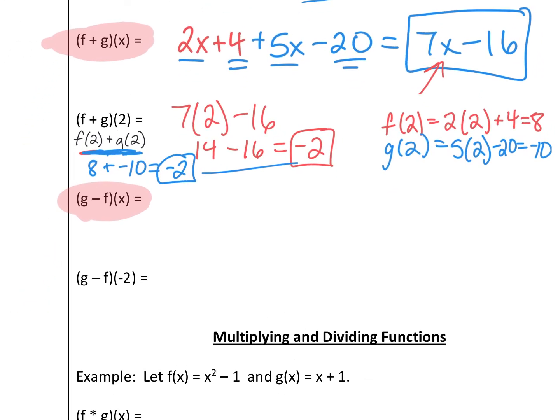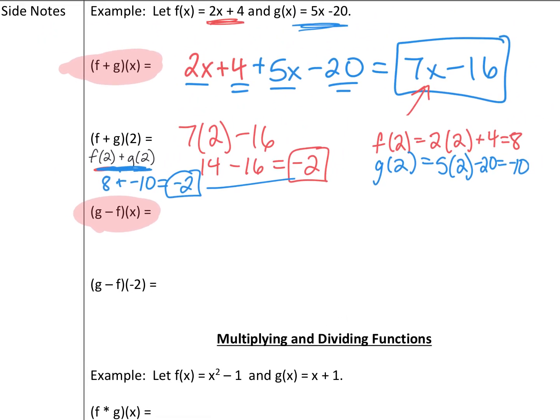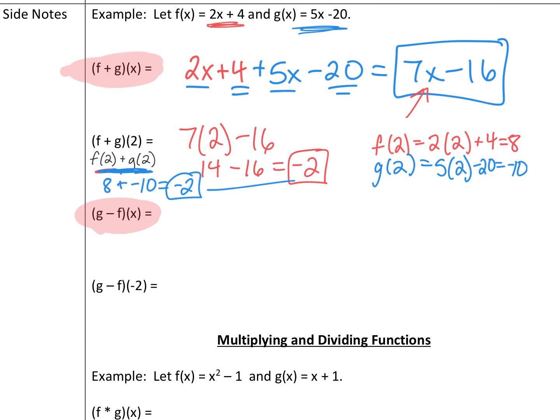G minus f of x. How do we set that up? You did this one. What's going first? G. So 5x minus 20 in parentheses. What operation sign am I using in the middle? Subtraction, and then parentheses, that next binomial, 2x plus 4. How many of us set this up correctly? All right, cool. If you didn't, please fix it.